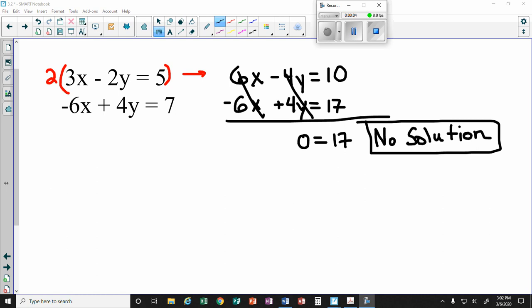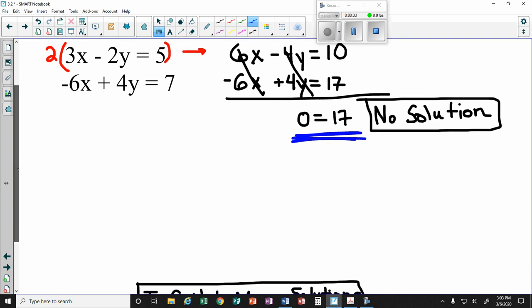All right, quick review. If we end up solving a system of equations and we end up with something like 0 equals 17, so both the x and the y are eliminated, I have 0 on that side and a number that's not 0 on the other side. So you ask yourself, when does 0 equal 17? Well, 0 never equals 17. So that's the case where there's no solution.